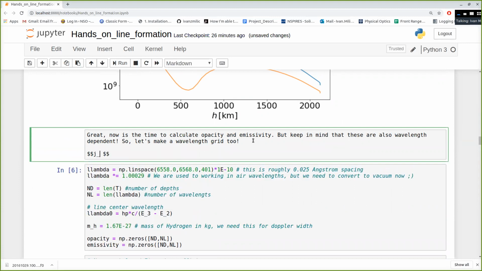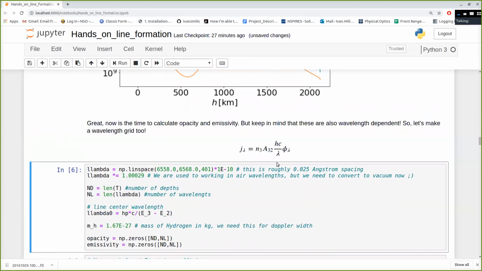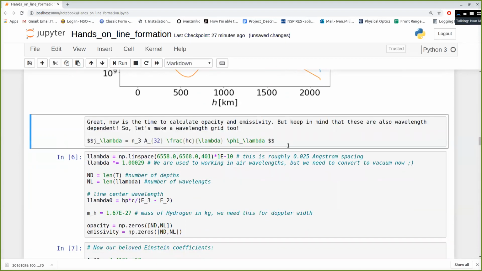So for the emissivity, which depends on lambda, you remember what it was. It was proportional to the number density of excited atoms, which I'm going to denote with N3. Then the Einstein coefficient of emission, which I'm going to denote with A32. Before I used U and L for upper and lower. Then there was this constant which accounted for the energy of one photon, so I'm going to use hc over lambda, and there's going to be a line profile, right? Okay, this looks good. So now let's do the same for opacity.